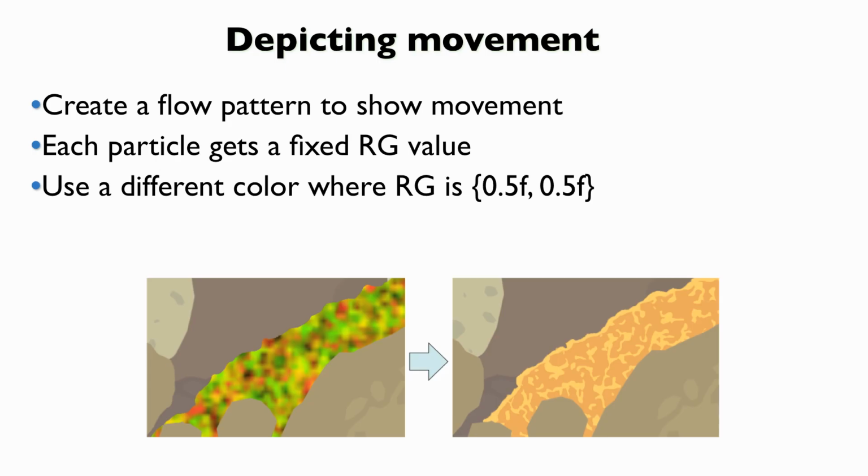Okay, so we want to depict movement among the flowing liquids. We do this simply enough: when you generate a particle, it gets a random RG value. Whenever that RG value is close enough to 0.5, 0.5, we give it a different coloring. What you're looking at on the right is how we get the pattern in the lava. The lava is all one color, and where that RG value is right there in the center, we give it a different color, which creates a pattern and gives the illusion of flow as it moves along.